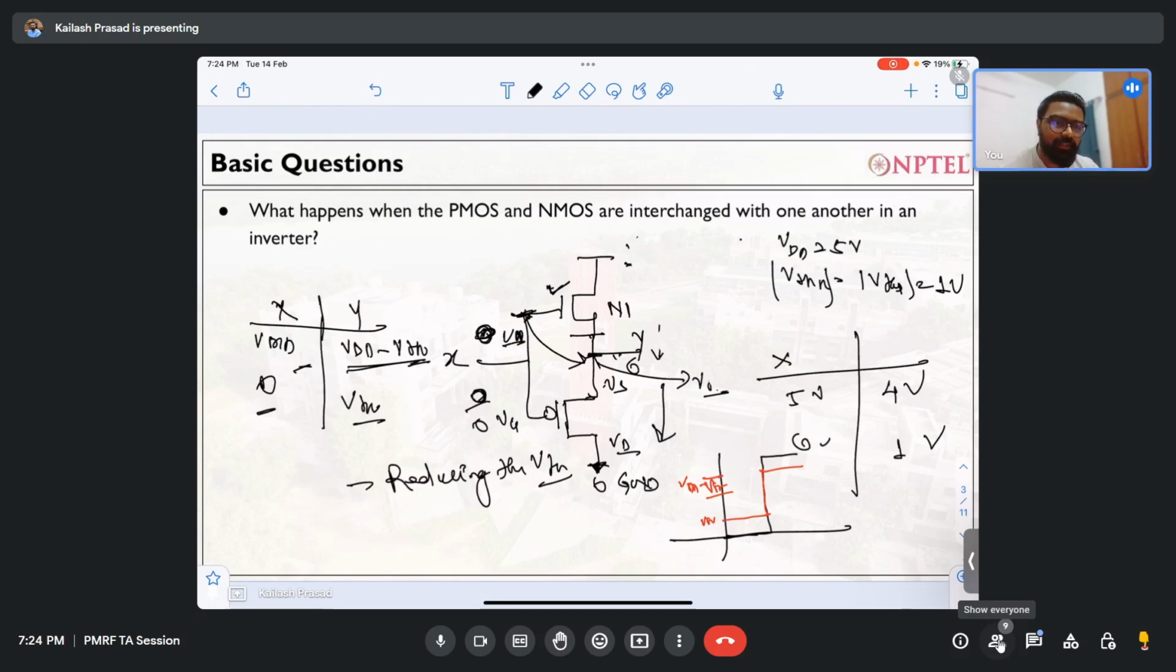Please note why we cannot reduce the threshold voltage beyond a certain point. Actually, that is a limit set by physics. There is one term called SS, subthreshold slope. If you reduce the threshold voltage, your current I_on increases, which you want, the maximum current. The problem is the off current. When the transistor is off, I_off also increases if you reduce the threshold voltage.